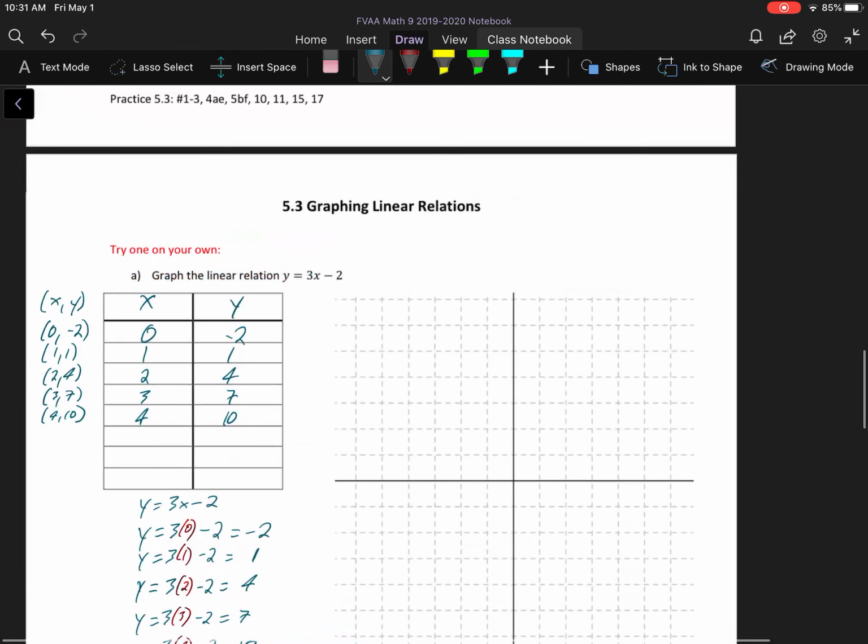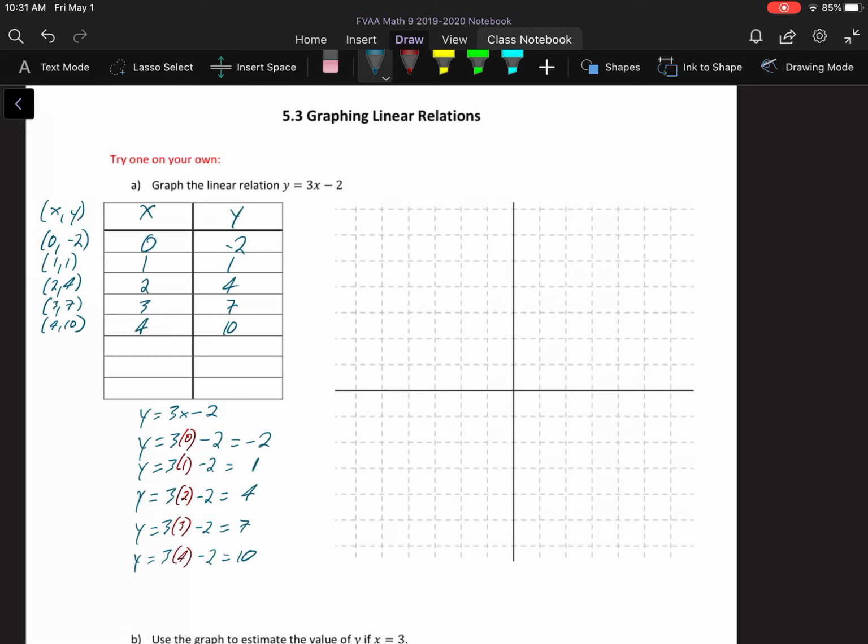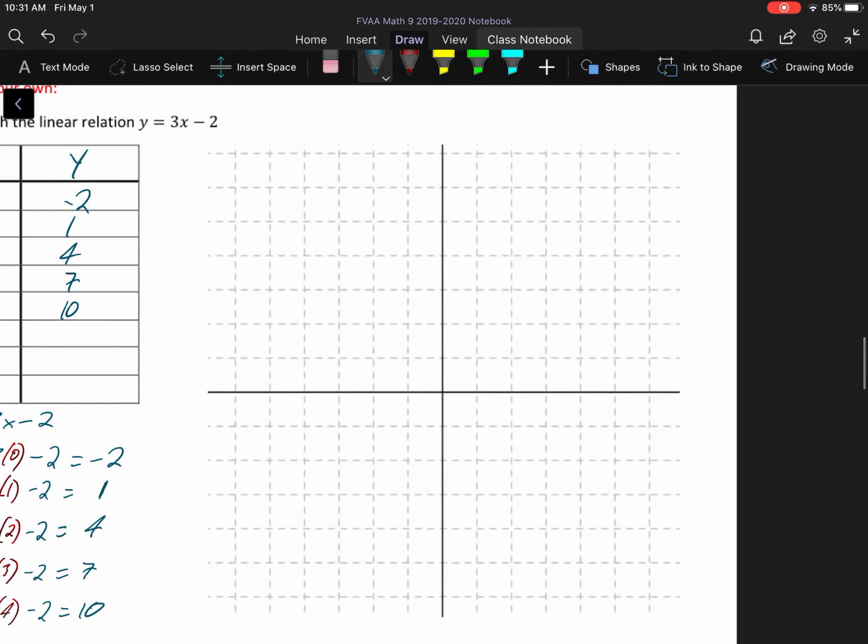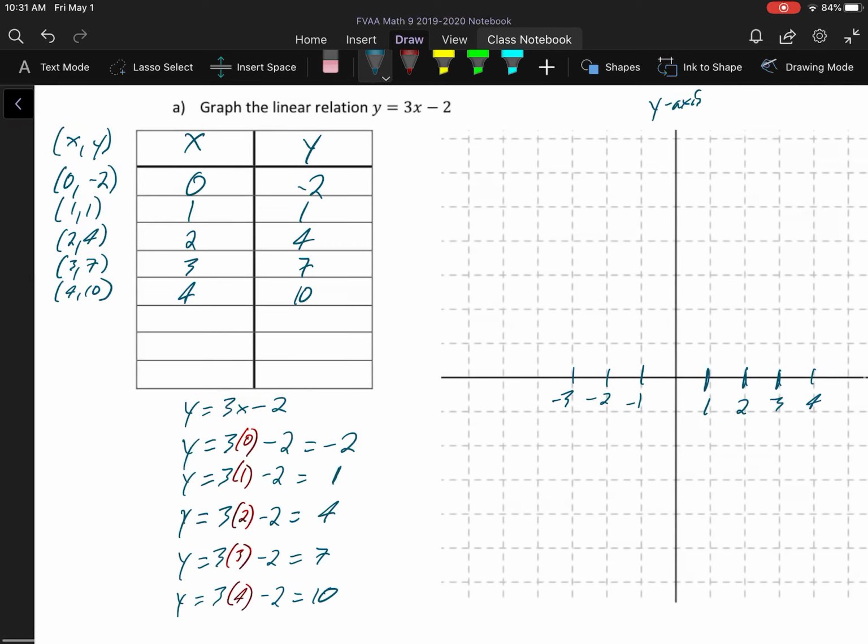All right, awesome. So I have this Cartesian plane here again. On the x-axis, I'm just going to go up by 1s again. 1, 2, 3, 4, negative 1, negative 2, negative 3. You get the idea. On the y-axis, of course this is x-axis, this is y-axis. On the y-axis, I'm going to go up by 2s because I go up by 10 already at 4. If I were to go to 5, I would be at 13, right?